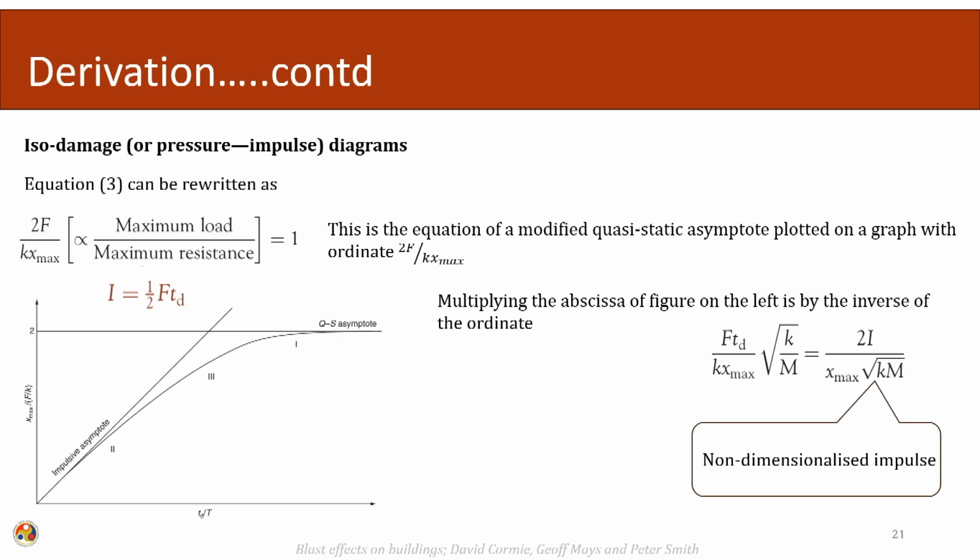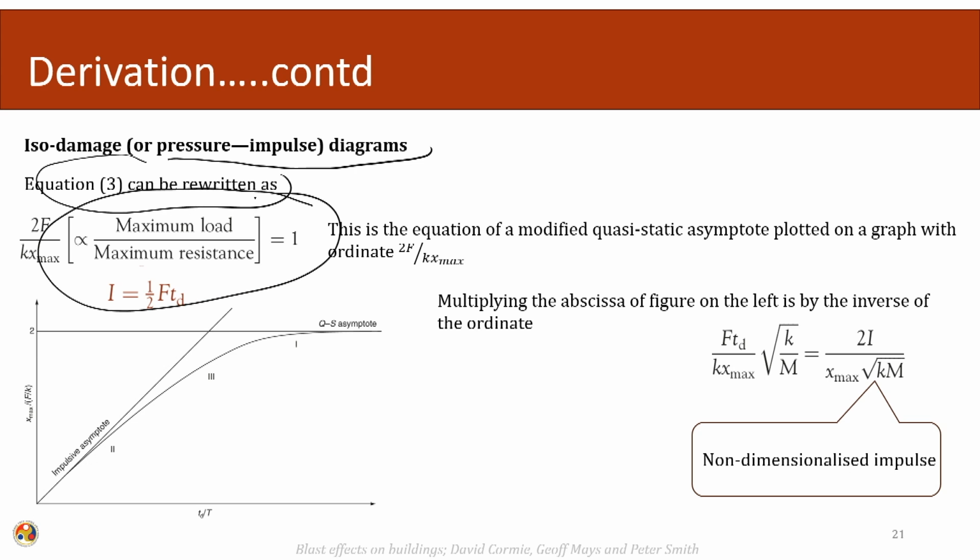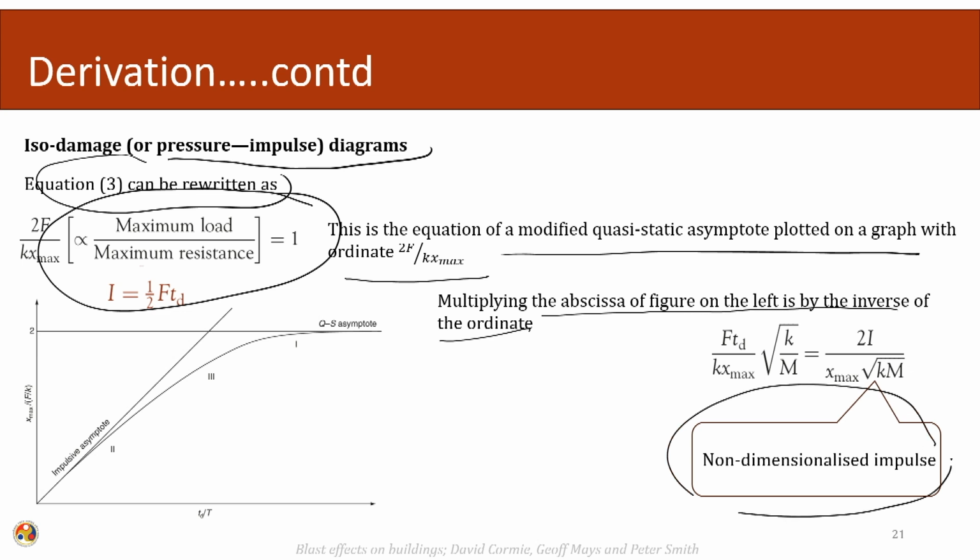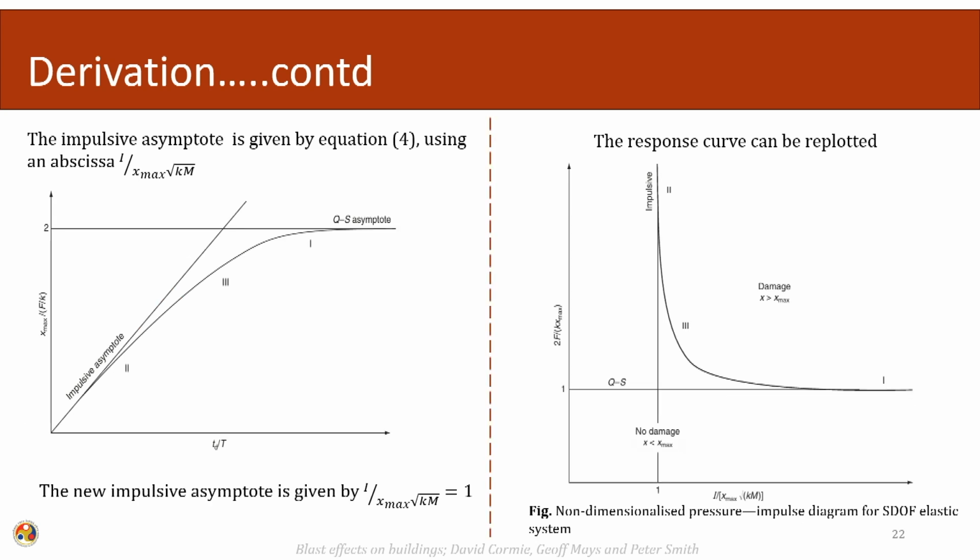Then the pressure impulse diagram. Now, equation 3 can be rewritten in this format. This is the equation of the modified quasi-static asymptote plotted on the graph with these ordinates, and if we multiply the figure on the left by the inverse of the ordinate, we get a non-dimensional impulse. So, what we are trying to do is draw the pressure impulse diagram from the response curve. From here to here, multiplying by the terms, the same graph can be plotted in terms of pressure and impulse.